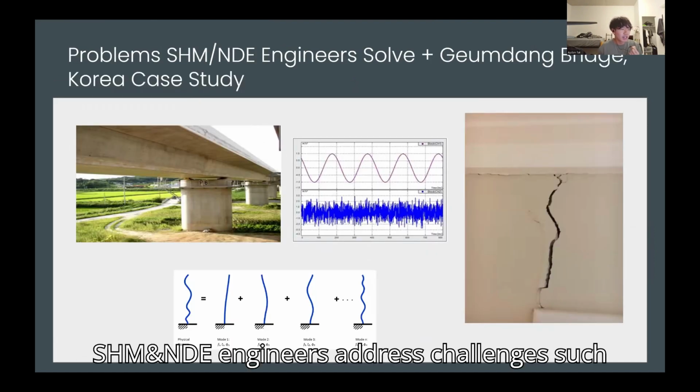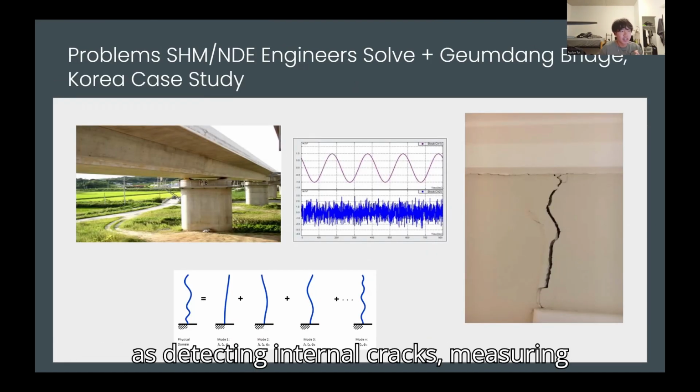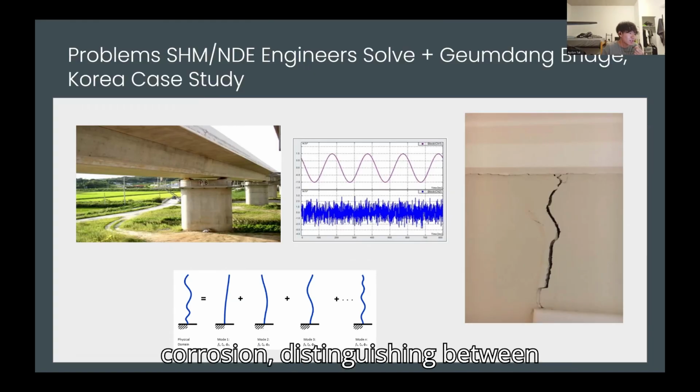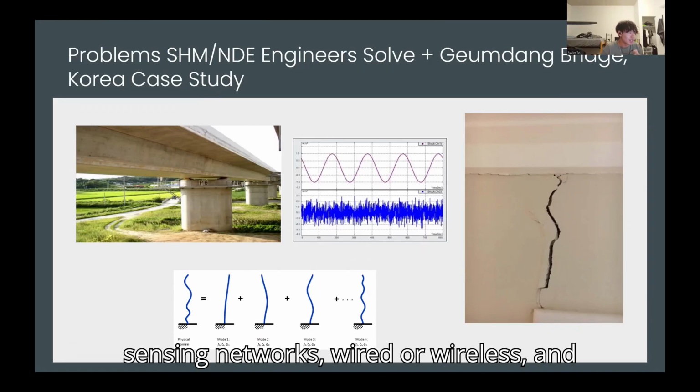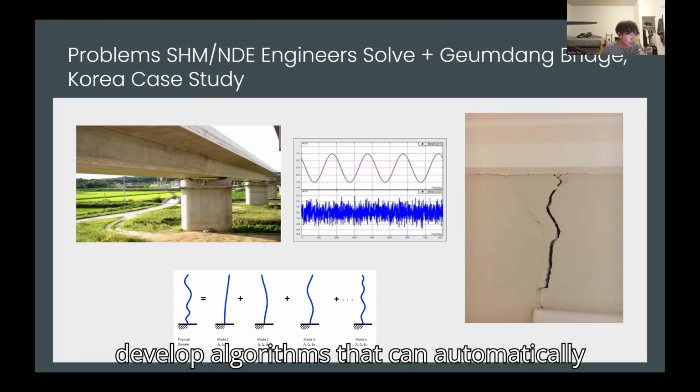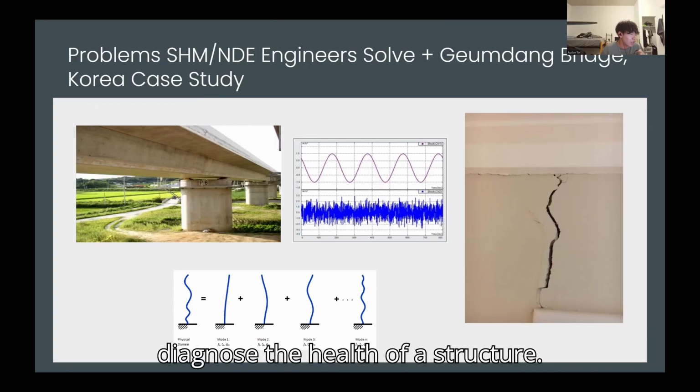SHM and NDE engineers address challenges such as detecting internal cracks, measuring vibration patterns, identifying corrosion, distinguishing between harmless noise and real damage, and interpreting large amounts of sensory data with uncertainty. They design sensing networks, wired or wireless, and develop algorithms that can automatically diagnose the health of a structure.